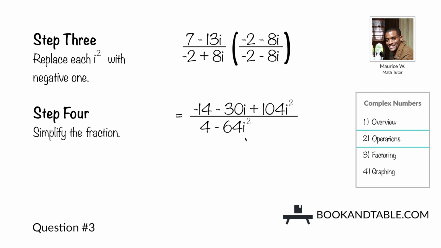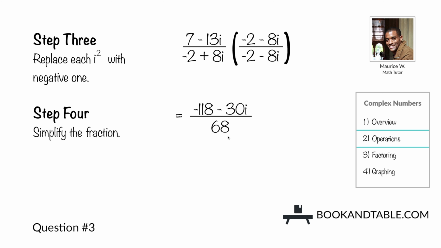So now that we've multiplied the numerator and the denominator by the conjugate of the denominator, we have two different i squared terms in our expression that we want to replace with negative 1. Positive 104 times negative 1 gives you negative 104. And negative 64 times negative 1 will give you positive 64 here. Negative 14 minus 104 will give you negative 118 in the numerator, and 4 plus 64 will give you 68 in the denominator. So we wind up with negative 118 minus 30i divided by 68.